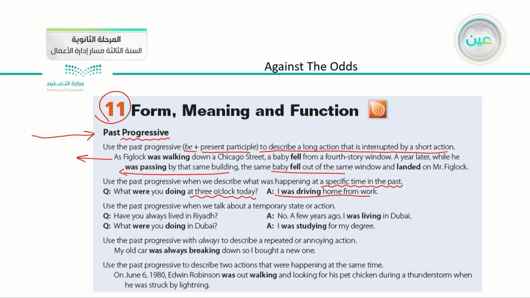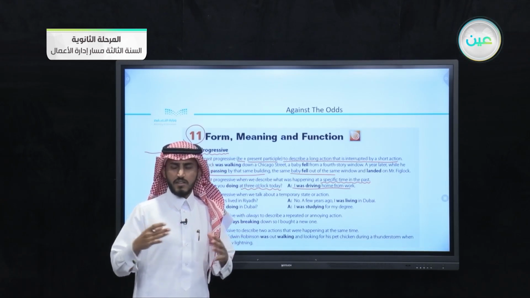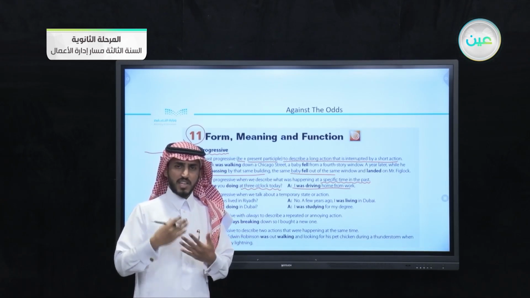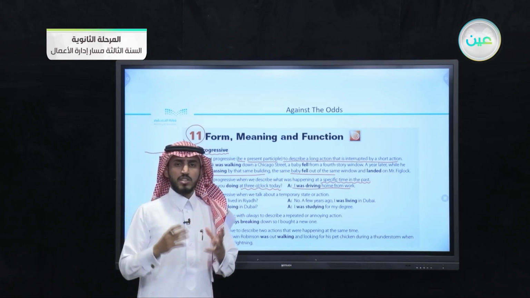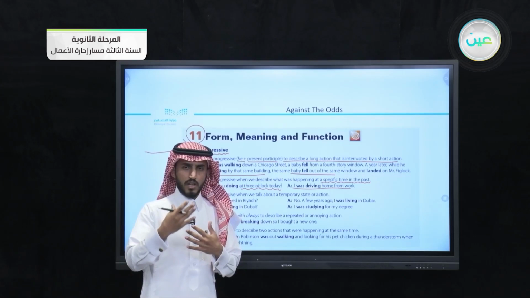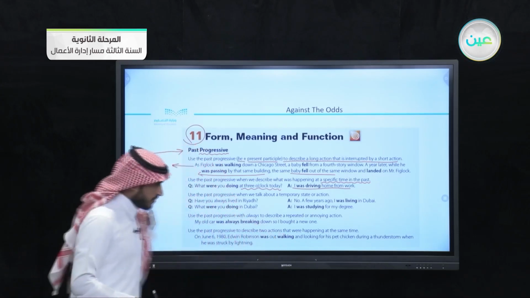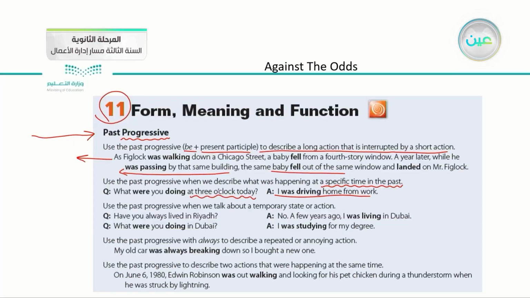The third situation is that we use the past progressive when we talk about a temporary state or action. If we talk about something that is not permanent, something that was going on or happened for a short time and ended, something that didn't happen and is still happening for a long time, this is called temporary. It is ending in a certain time or something is ending shortly. This is called temporary state.